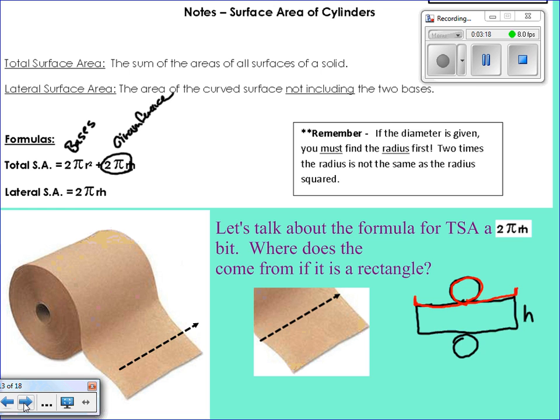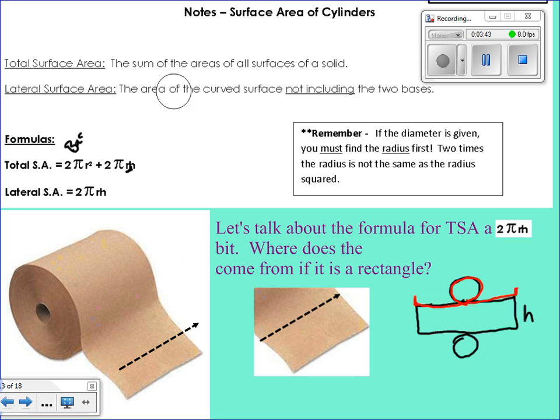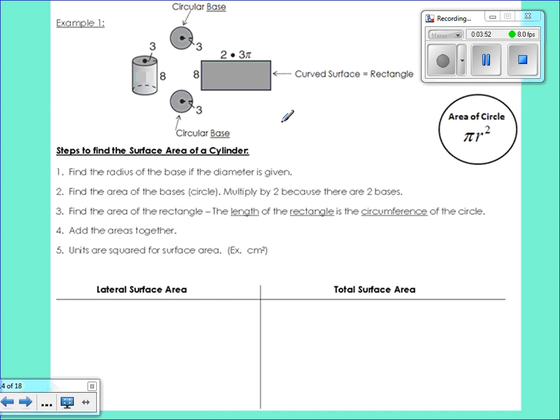Okay, so example number 1, we have two circular bases, and then we have the curved surface that wraps around. When you unwrap it, it is a rectangle. All right, so first, when we look at these formulas, do we have diameter anywhere in these formulas? No, it's all radius. So the first thing we're going to need to do when we're finding the surface area of a cylinder is find the radius.